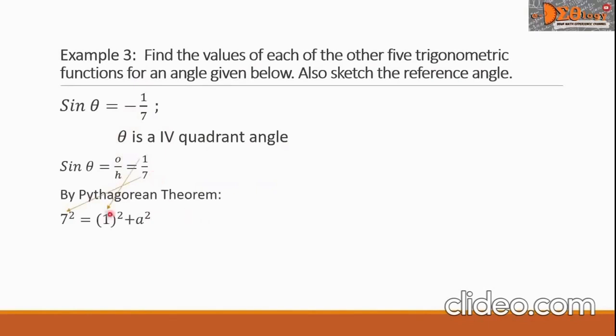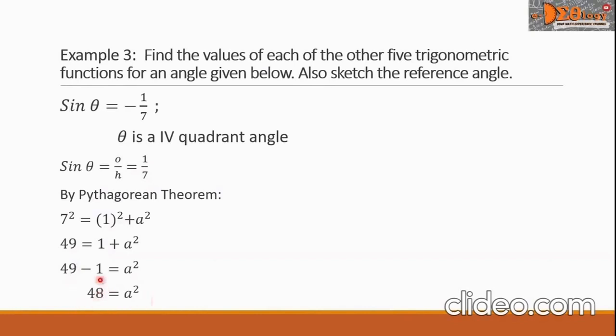7 is the hypotenuse, so this is 7 squared, equals 1 is the opposite, so this is 1 squared plus a squared. So we will simplify further. The 7 squared is 49, equals 1 squared is 1 plus a squared. Let us isolate a squared. This number 1 will be transposed to the left side, so the sign must be changed. So we now have 49 minus 1 equals a squared. 49 minus 1 is 48 equals a squared.